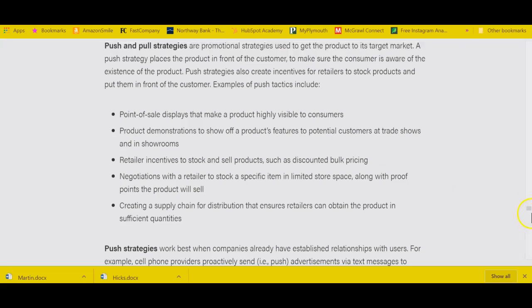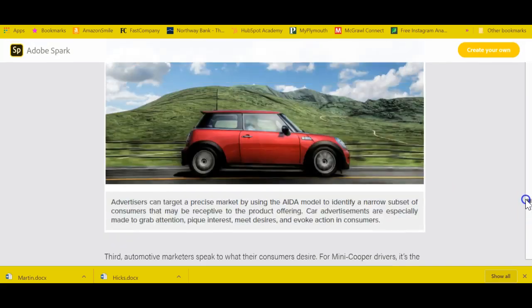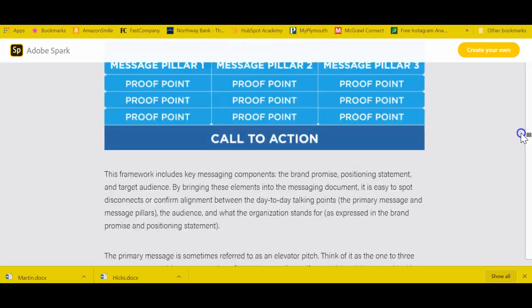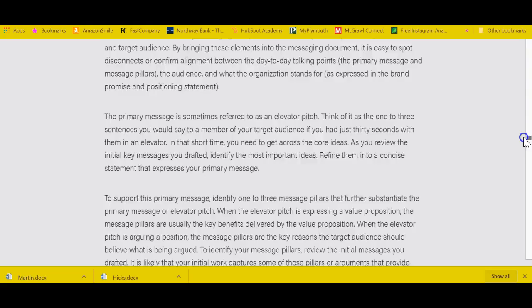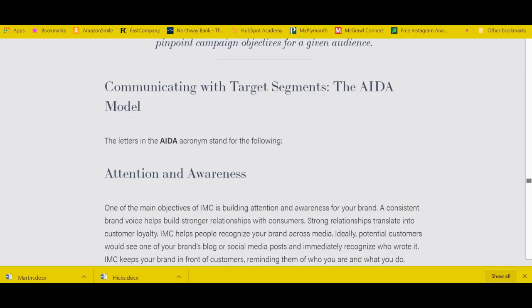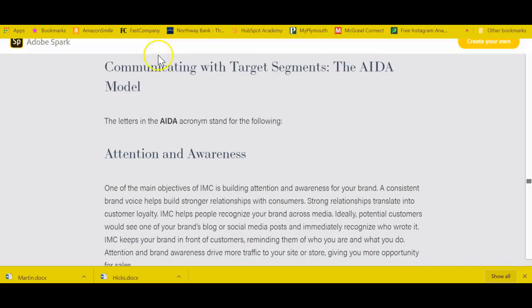And if you open the class lecture, you have here what is an integrated marketing communications, and you have the plan and you have a framework. So if you go over this information, you are going to be able to be successful.